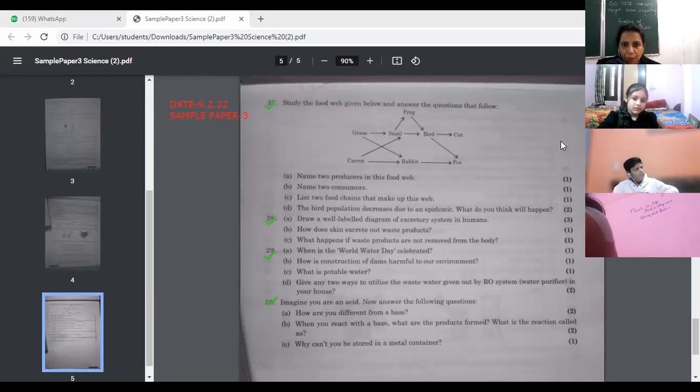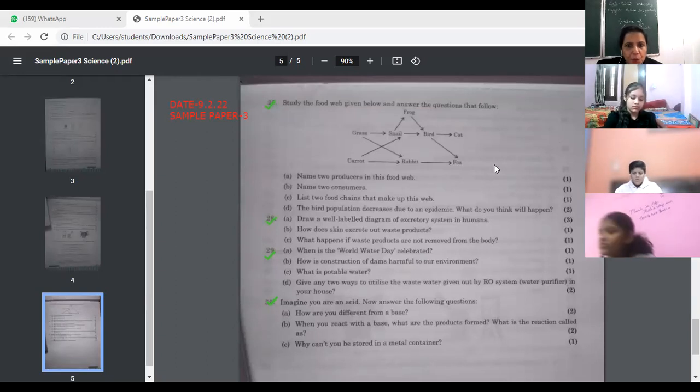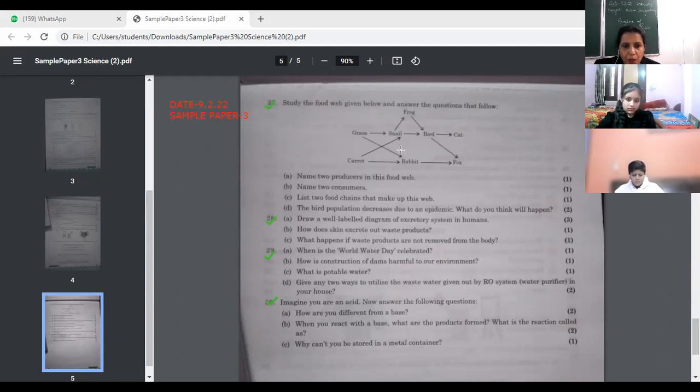Study the food web given below and answer the questions that follow. So you can study the food web. Name two producers in this food web. We need to take the names of the producers from this web chart only, from this food web. So who are the producers? Next, you have to tell two consumers and afterwards two food chains which we can connect.